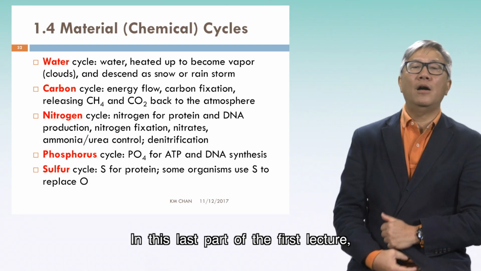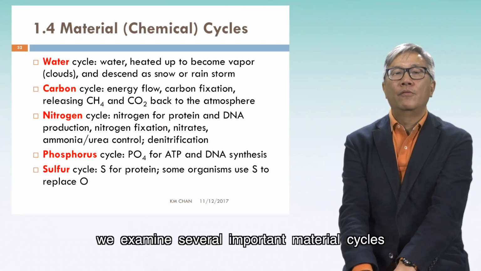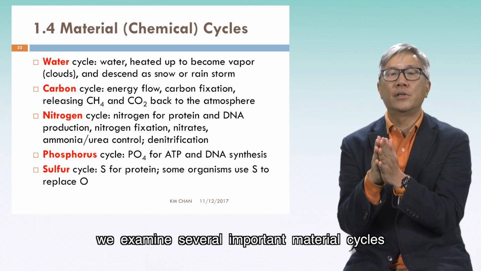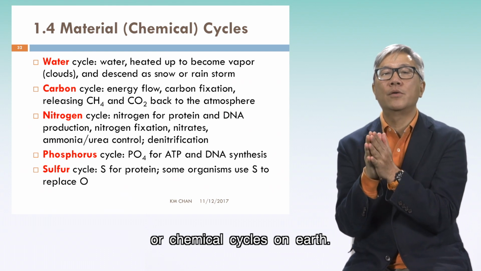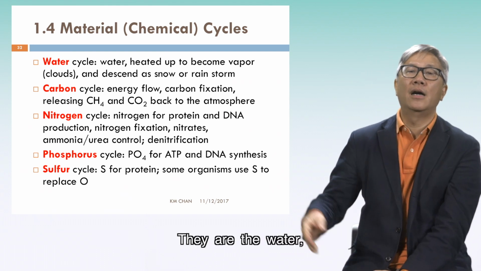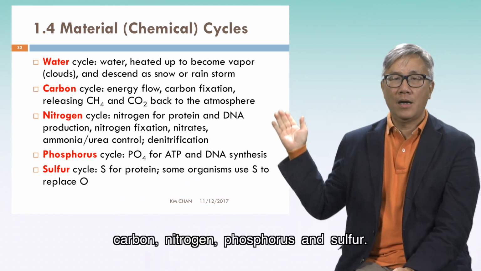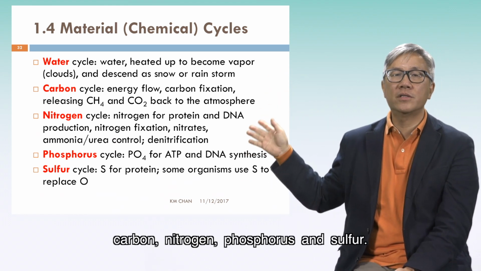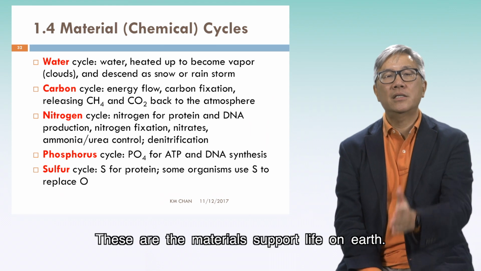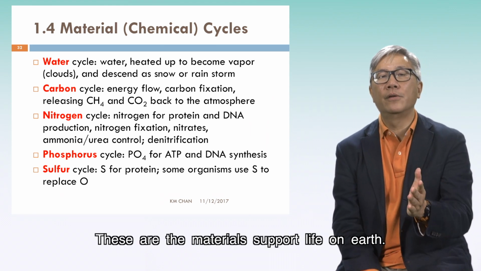In this last part of the first lecture, we examine several important material cycles or chemical cycles on Earth. They are the water, carbon, nitrogen, phosphorus, and sulfur. These are the materials that support life on Earth.